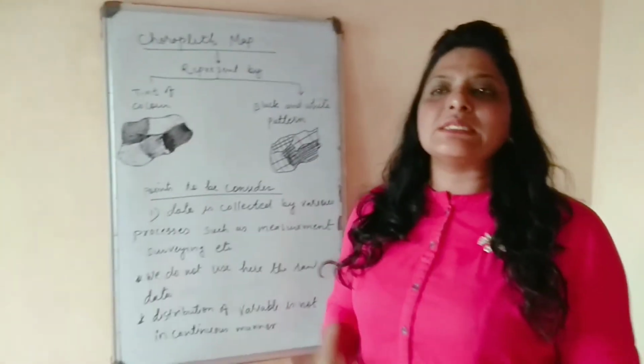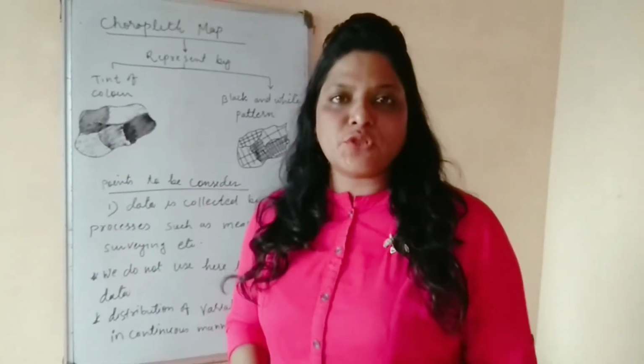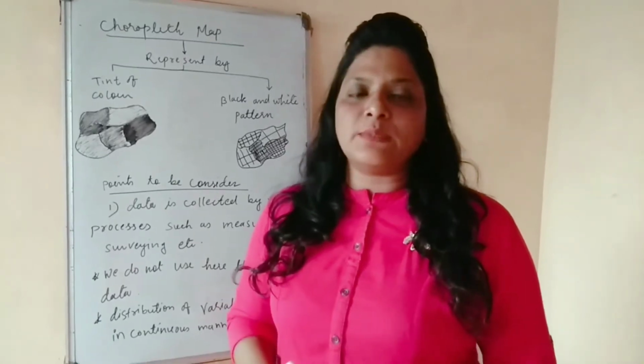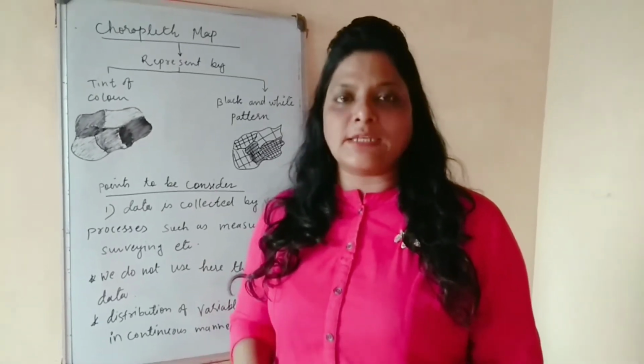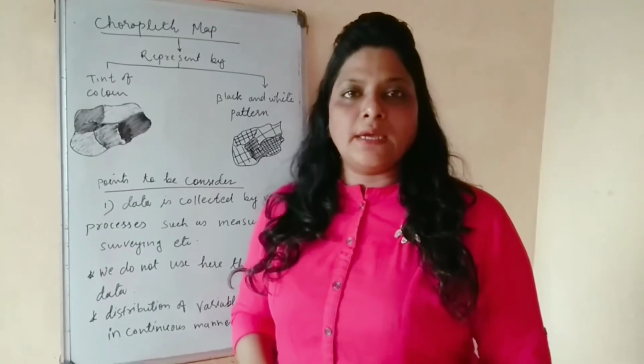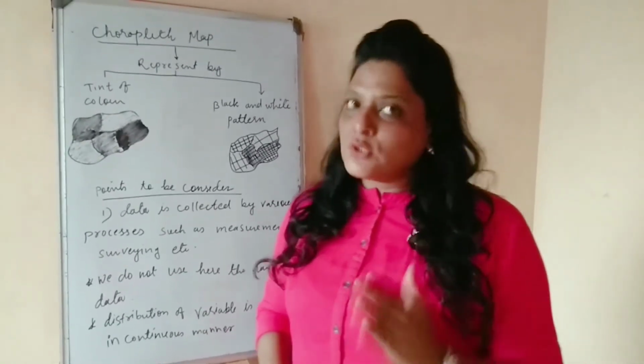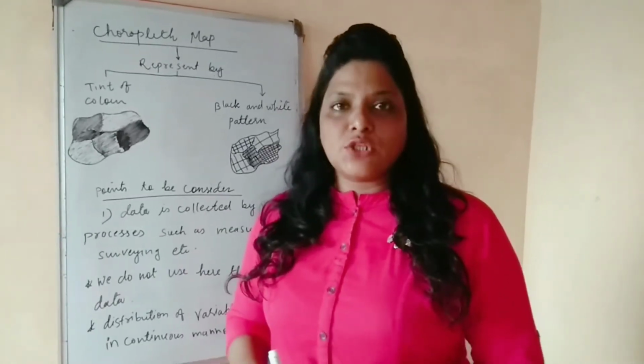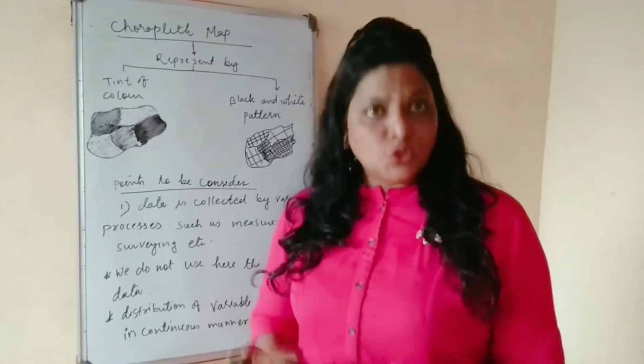Choropleth map is one of the types of distributional map which we use to show the distribution of various variables which are freely scattered across the area. Okay, it has two types. That means if we want to show the distributional map, we use two patterns.